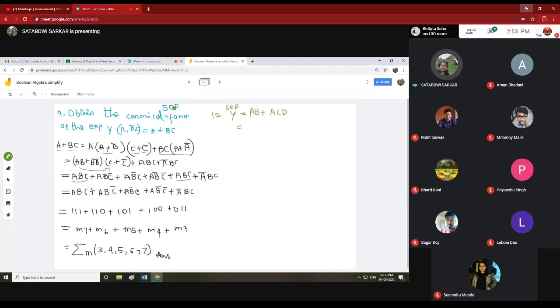So we have to show the canonical form using the summation expression. So summation symbol is there, min term. For min term it is small m. Now we have to write this from small to big order. So 3, 4, 5, 6, 7. This is the answer in the canonical form.